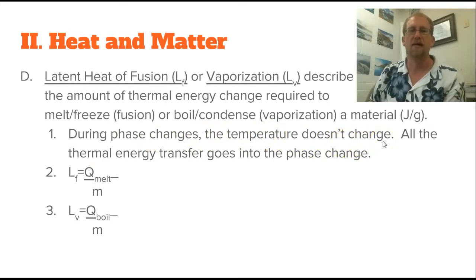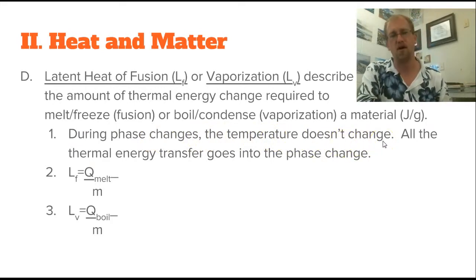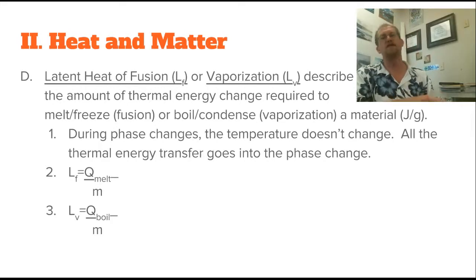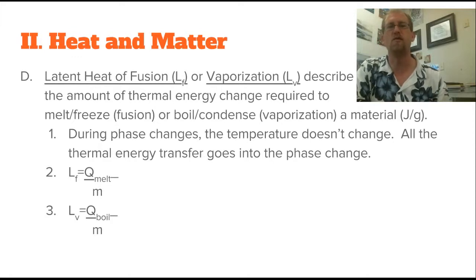During phase changes, the temperature doesn't change. We already know that. Water, while it's boiling, is always 100 degrees Celsius, right? Assuming you're at sea level, which in Hawaii we almost always are. All the thermal energy transfer goes into the phase change. So as heat's being added to the system, the heat is not making the water hotter. The heat is making the water turn into vapor. So latent heat is called latent heat because it's heat that doesn't change the temperature. It goes into the background and it does things to the material.